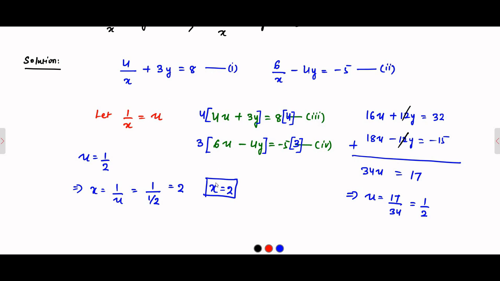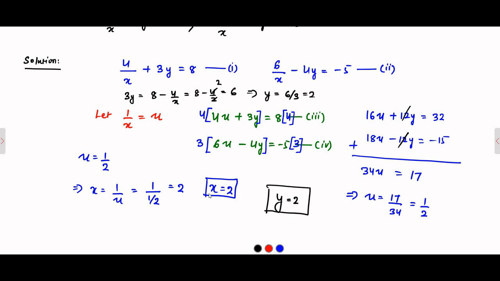Now we can substitute this in any of these two equations to get the value of y. So let's say we substitute it here. So 3y is equal to 8 minus 4 by x, which is equal to 8 minus 4 by 2, which is equal to 8 minus 2, which is equal to 6. That implies y is equal to 6 by 3, which is equal to 2. So y is equal to 2. Okay, so x is equal to 2 and y is also equal to 2.